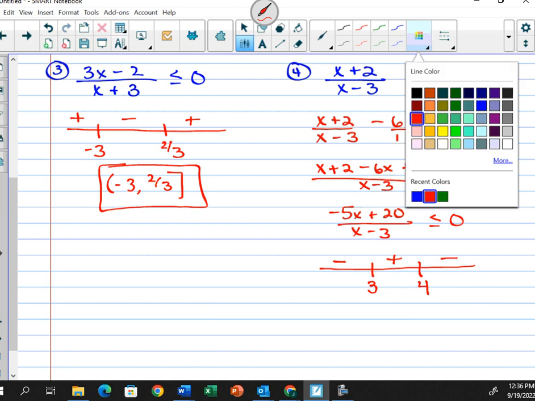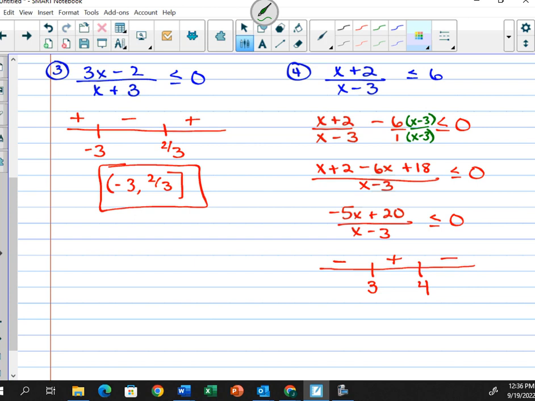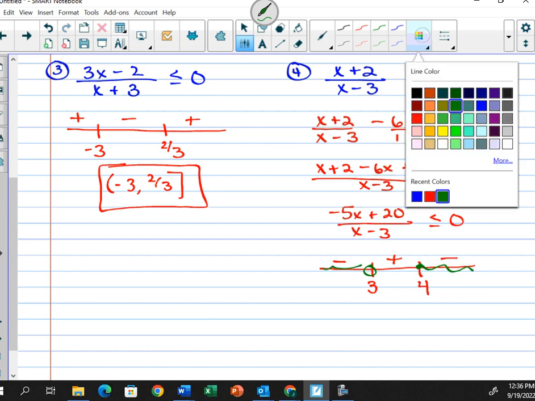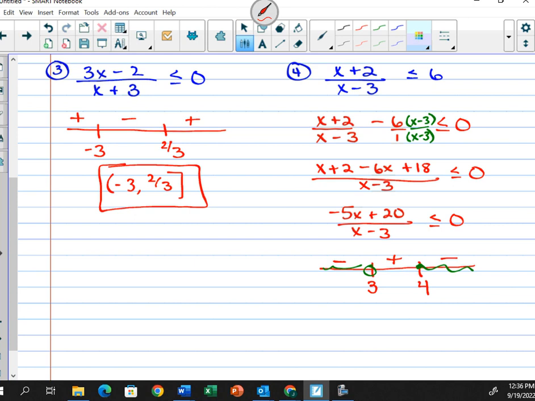Which of these is not included, the 3 or the 4? 3. Okay. And then it's the ends, right? So, negative infinity to 3, parenthesis, union, bracket, 4, infinity. So the parenthesis is that it's not a part of your solution set. The bracket means it is included.